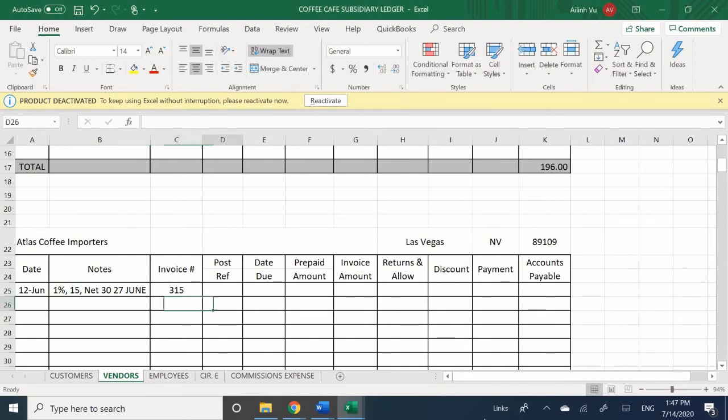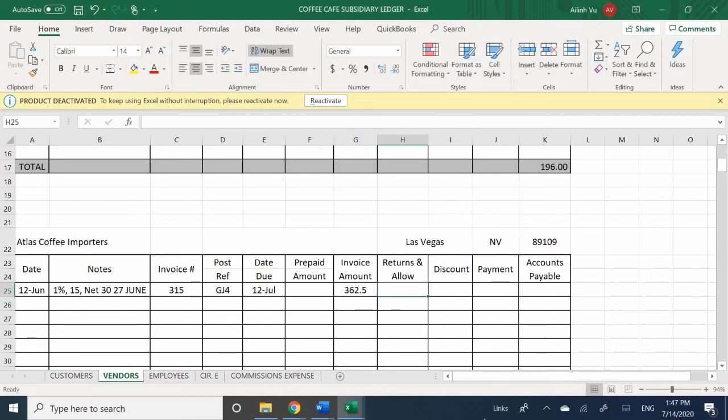Invoice number 315. Post reference, general journal number 4. Okay, due date. What is the due date in 30 days? In 30 days, the 12th of next month. Yes, so that's going to be July 12th. We did not pay anything ahead of time, and our invoice amount was $362.50.